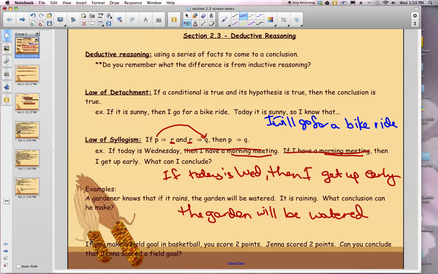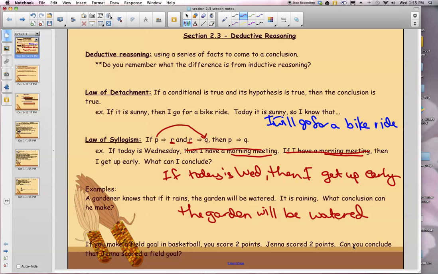Second example, if you make a field goal in basketball, that's a regular, from the field shot, you score 2 points. Well, Jenna scored 2 points. Can you conclude that she scored a field goal? Well, let's look at this. If you make a field goal in basketball, then you score 2 points. It's a statement and it's true. And it says Jenna scored 2 points.